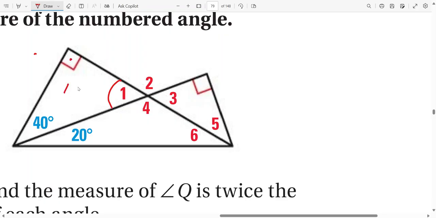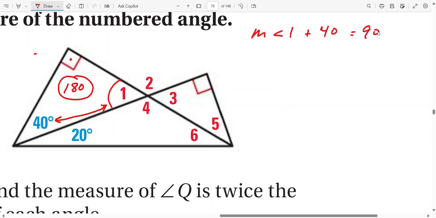We know the angles inside of a triangle add to 180. So if we use 90 for the right angle, there's only going to be 90 left over for angle 1 and the 40 degree angle, right? So the measure of angle 1 plus 40 is 90. And if you do minus 40 on both sides, what's the measure of angle 1? 50. Thank you, 50 degrees.